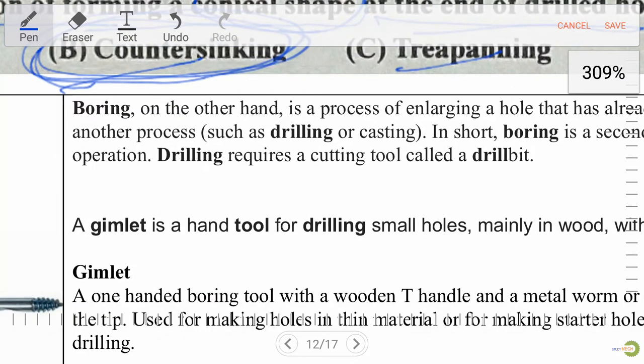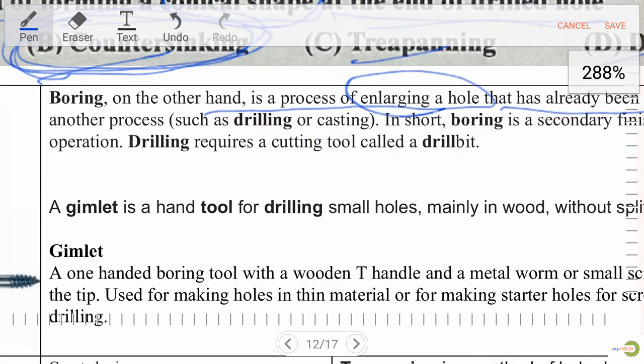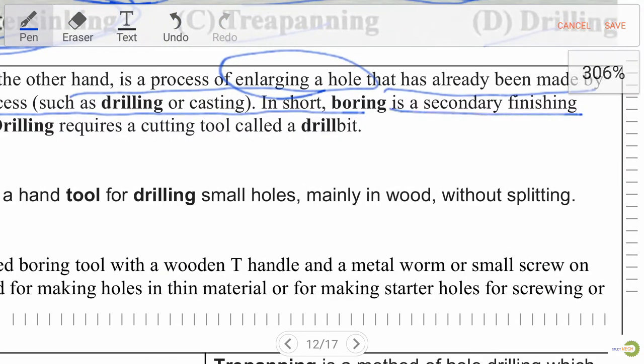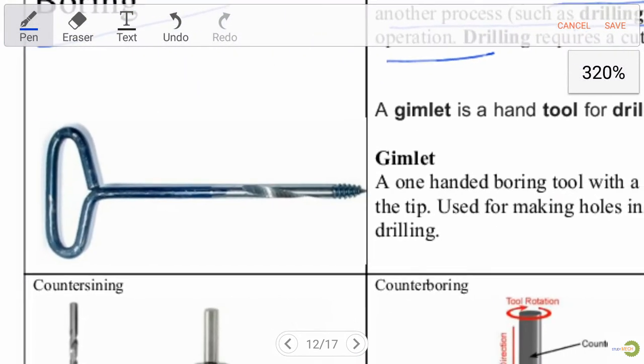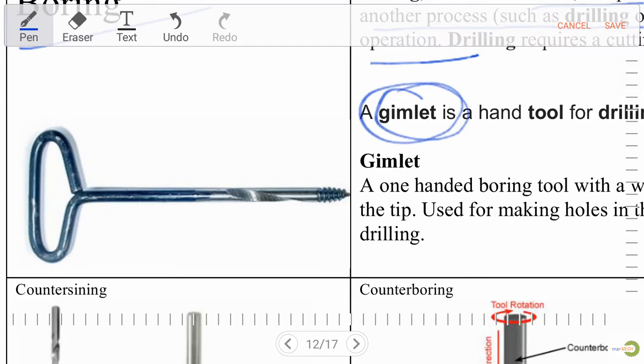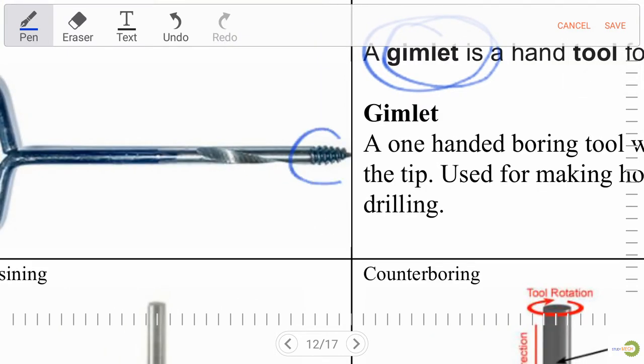Boring, on the other hand, is a process of enlarging a hole that has already been made by another process like drilling. In short, boring is a secondary finishing operation. Always remember. Now over here one tool is given, that is the gimlet, very important from an exam point of view. As we can see in this figure, the end of the tip is given with a thread, like a screw thread.